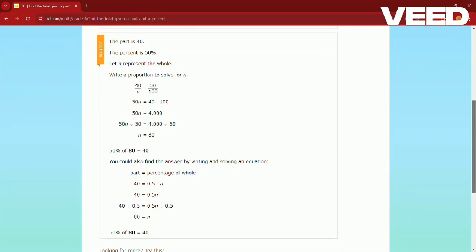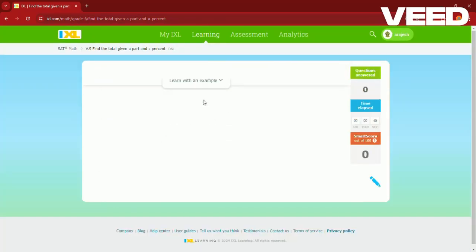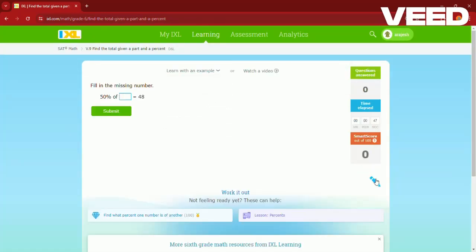You can also do this as part equals percentage of whole, which is 40 equals 0.5 times n. Then just do the math and you get 80 right here. So now that we found this, let's go back to the real deal.